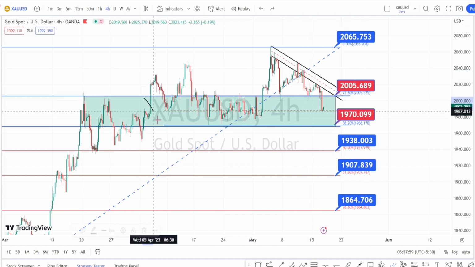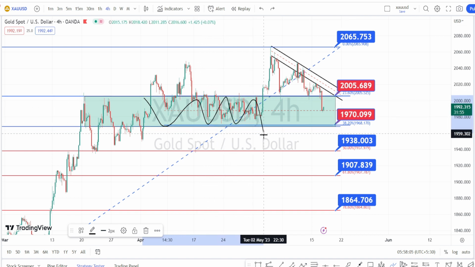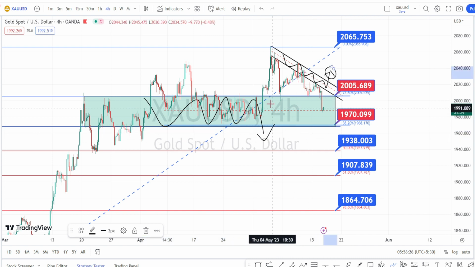So I would recommend you to wait for the price action to breach this support zone or the demand zone in order to make decisions on the bearish side trade. For now, the price action is trading on a support zone.